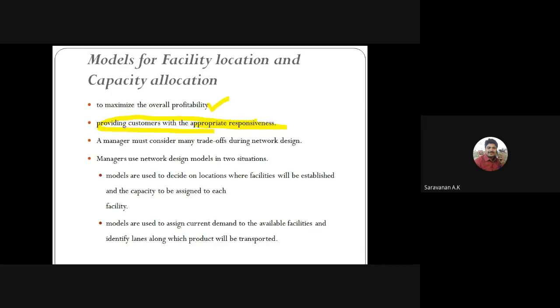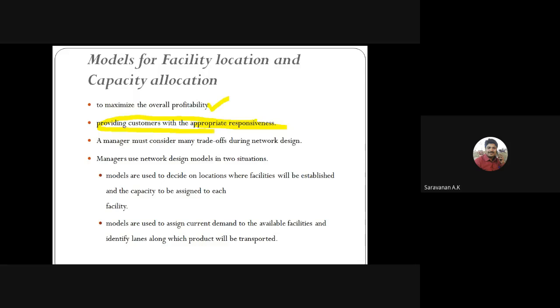Then the managers must consider many trade-offs during the network design. If we are building facilities to serve the local markets, it will reduce the transportation cost and provide fast responsiveness to the customers, but it will increase the facility cost as well as the inventory cost. So if we are building a new facility in a crowded area, or in the middle of the city, what will happen? The transportation cost to the customers is less, and customers will get the product in a very fast manner. So the response time is very low. At the same time, it will increase the facility cost and the inventory cost. So that we have to see.